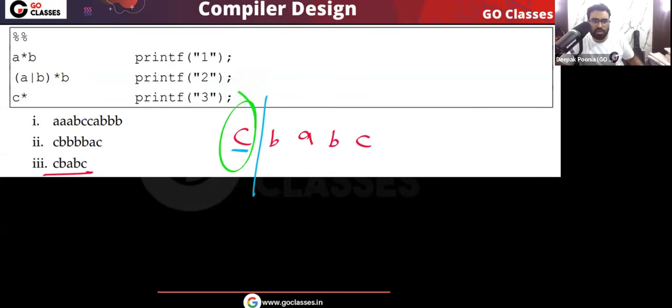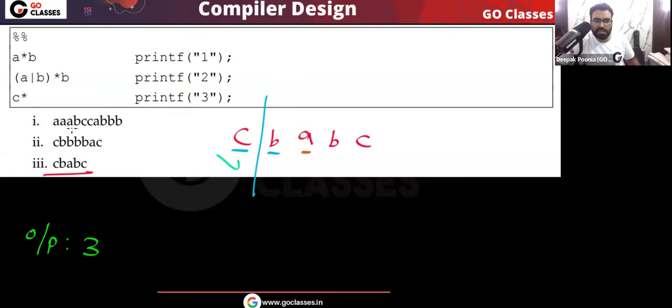This C is matching. Yes or no? So in the output, I will print the token 3. This is the lexeme I got. I got my first lexeme. Now you can see we will start here. When you read this B, which regular expressions are matching? The first two regular expressions are matching. Then you will read A.